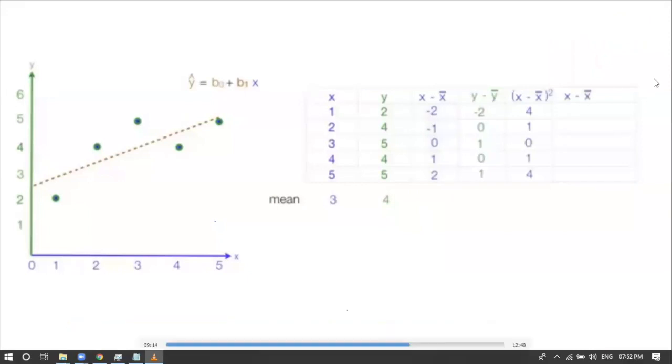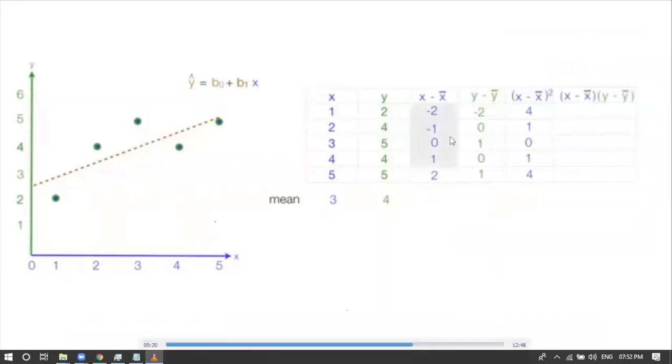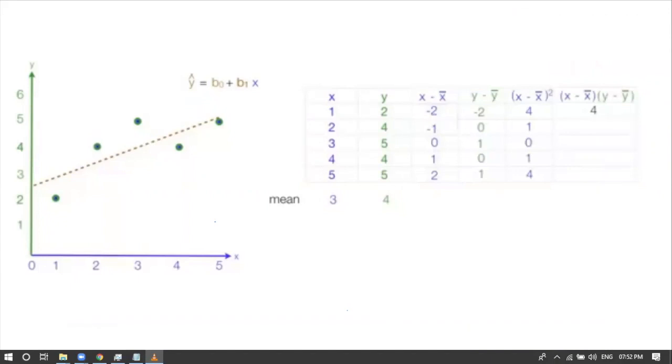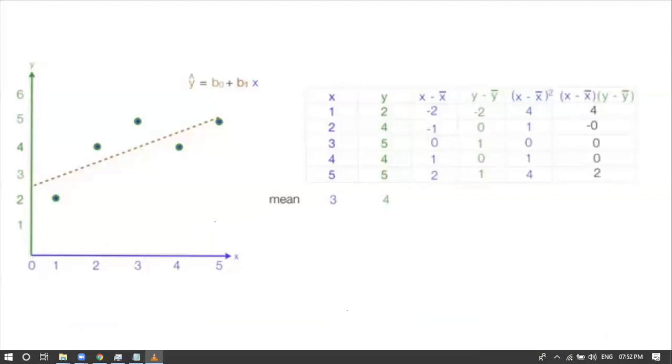Now what are we going to find again? We're going to find x minus x naught into y minus y naught. You just have to take these two columns and multiply them. Minus 2 into minus 2 is 4. Minus 1 into 0 is 0. 0 into 1 is 0. 1 into 0 is 0 again. And 2 into 1 is 2.